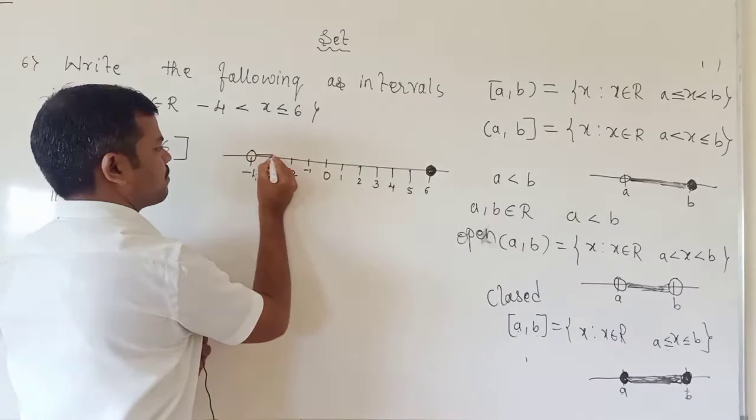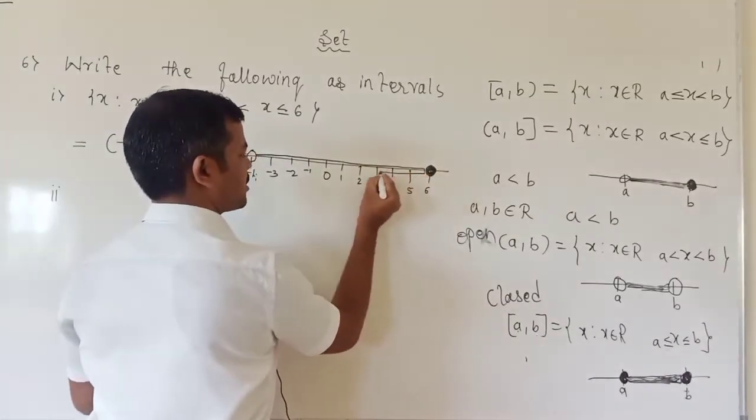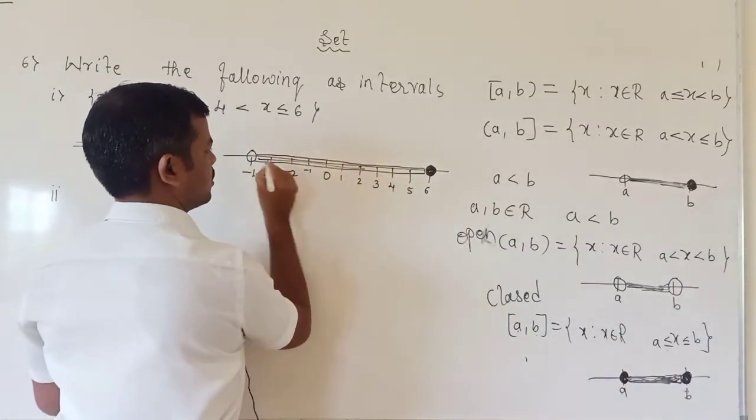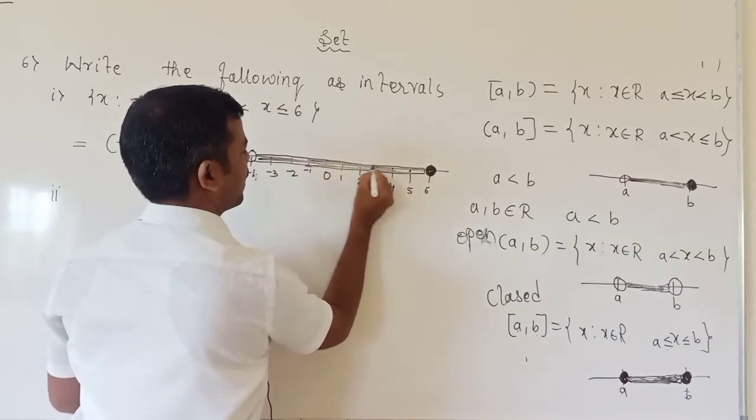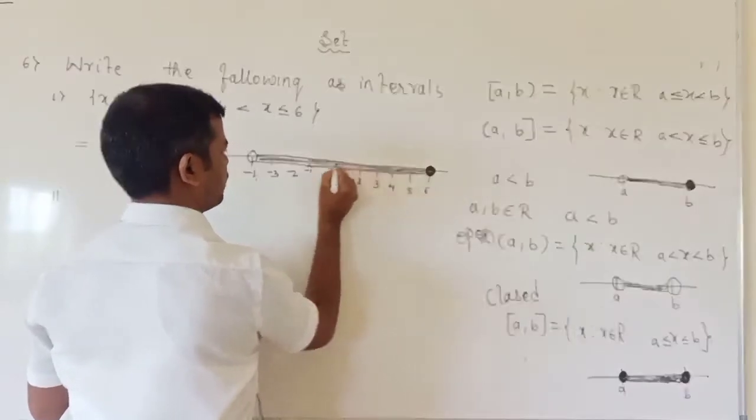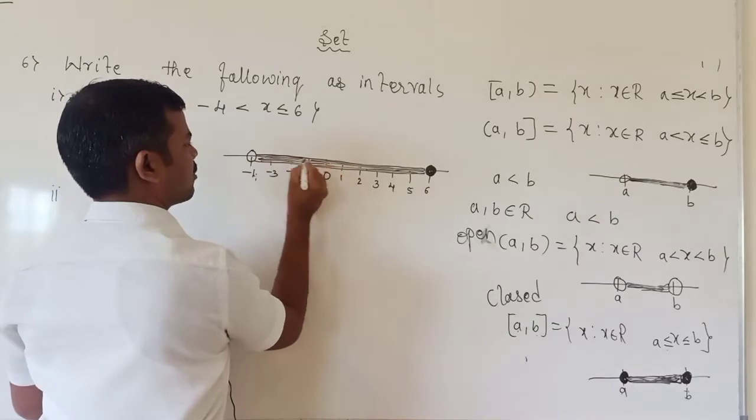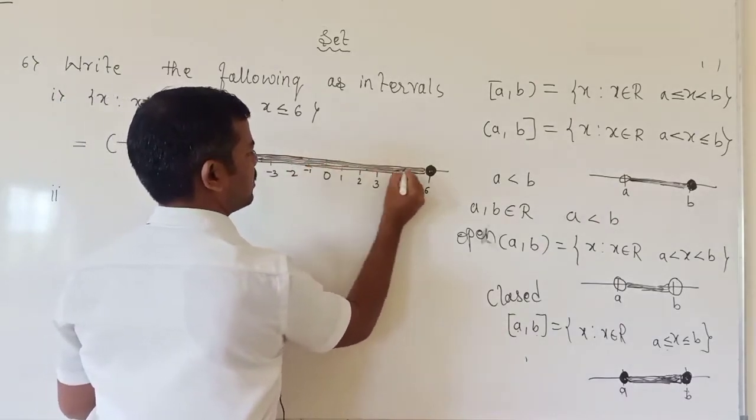So this is a representation, the diagrammatical representation of the interval. So it means that we have collected all the real numbers between this.